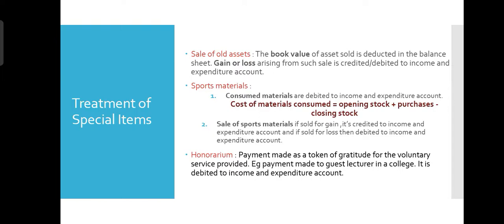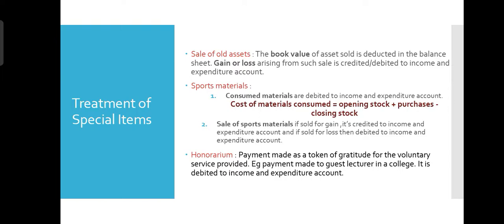Then from the sale of old assets, you can get a gain or loss. All right. So in the case of gain, you will credit that amount of gain to the income and expenditure account, and in the case of loss, you will debit that same amount of loss to income and expenditure account. You will treat it like expense and income.